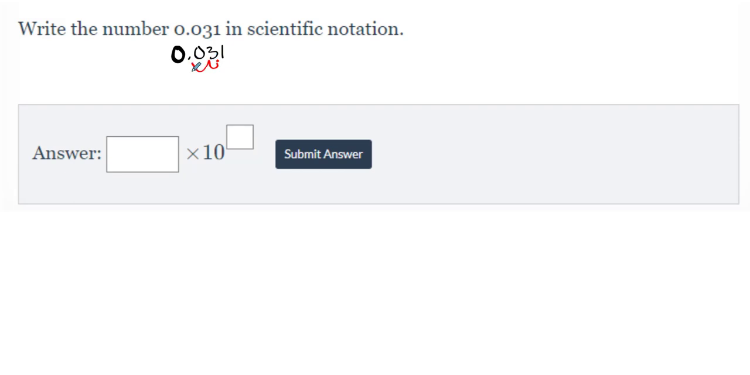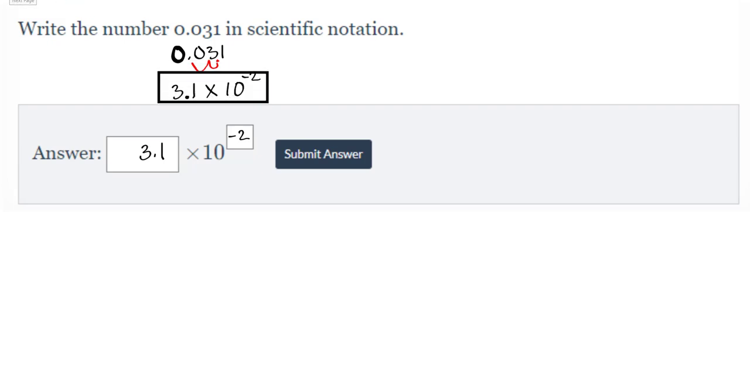So I'd move 1, 2 spots to the left. Now I'm going to rewrite it in scientific form. It's going to be 3.1 times 10, and the fact that I moved it 2 places to the left gives me my negative 2 exponent. Or again, you could look at it and say, obviously this is a small number, so it's also going to be a negative exponent. So I'm going to put 3.1 times 10 to the power of negative 2. And let's box our final answer as well.